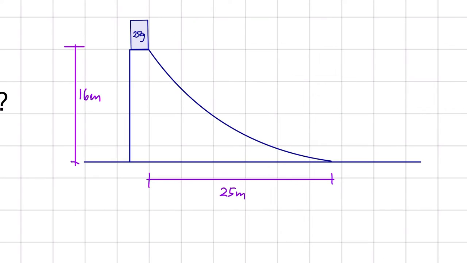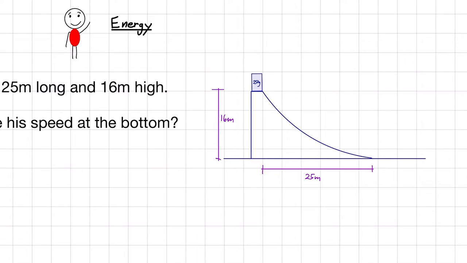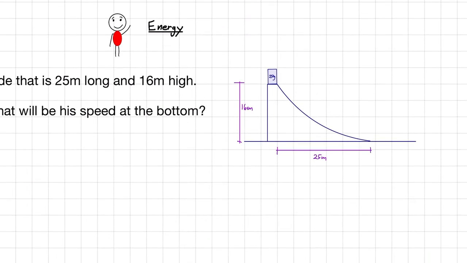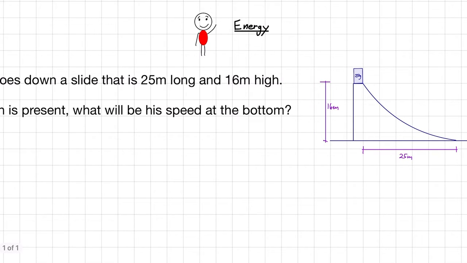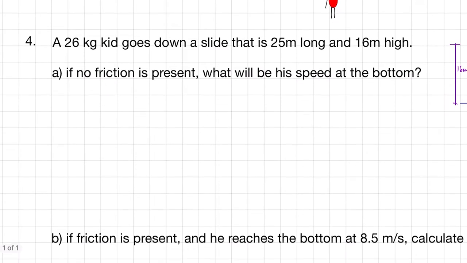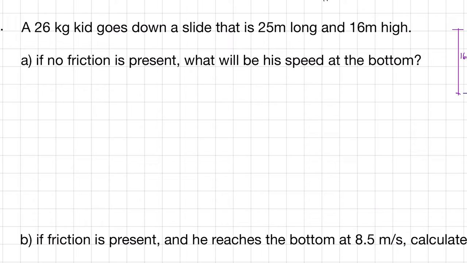So I have this little diagram. Here's our guy, 25 kilograms. He's just a young guy. And he's sliding down this big slide. Sliding down. And at the bottom here, he's going to have a certain speed. So if there's no friction on this slide, which obviously is not the case, but when we're doing this problem in just an intro to physics, we can assume that there's no friction because that makes our calculations so much easier. So if no friction is present, what will be the speed at the bottom?